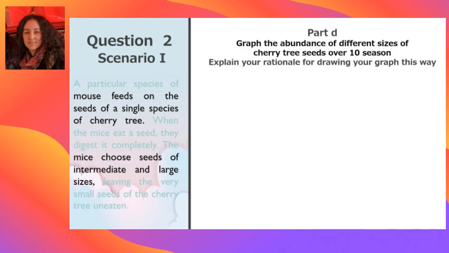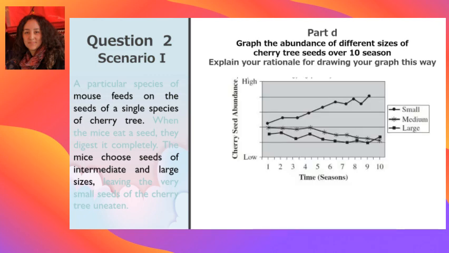So part D, we're going to graph the abundance of different sizes of cherry seeds over time. So you're going to put cherry seed abundance on the Y and time in seasons on the x-axis here. What's important to know about this is we are just looking for general trends. Obviously, we don't know the numbers, we don't have data sets. We're just looking for general trends.